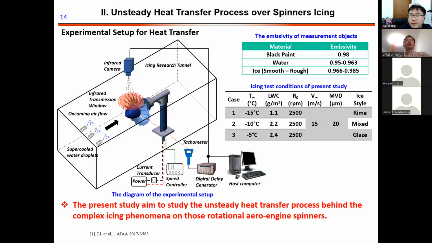What I know is the infrared camera is one useful manner to measure this ice surface temperature. But if you want more precise results, thermocouples on the surface are desirable. Okay, thank you.